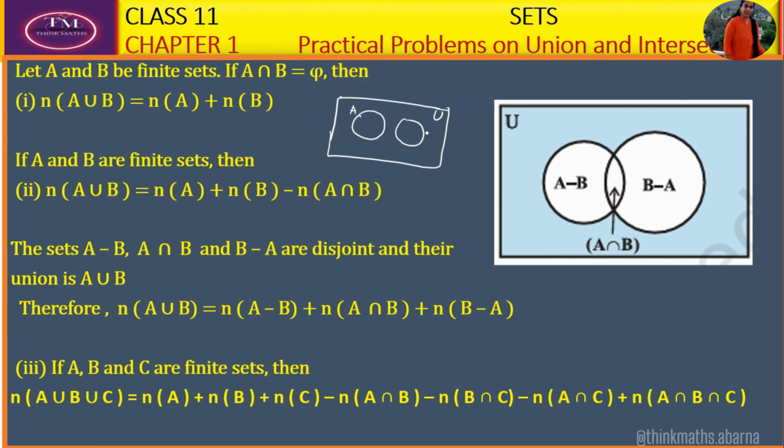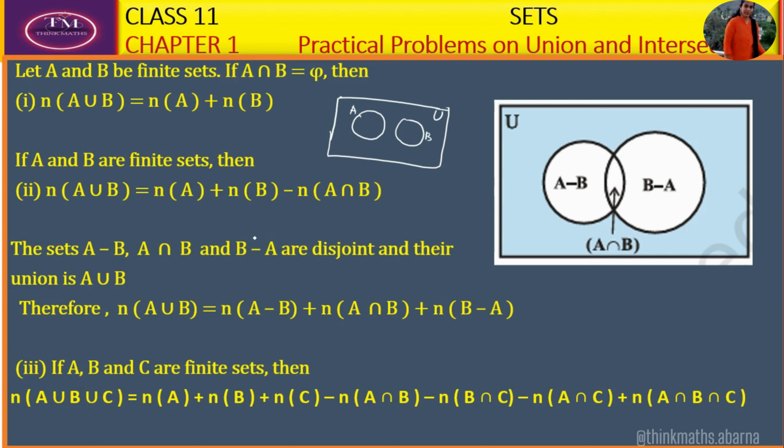So A union B has a number of elements equal to the number of elements in A plus the number of elements in B. Suppose there are some elements common to A and B. Then the number of elements in A union B will be equal to the number of elements in A plus the number of elements in B minus the number of elements in A intersection B. So we have to subtract the elements that are common to A and B. This small n denotes the number of elements.